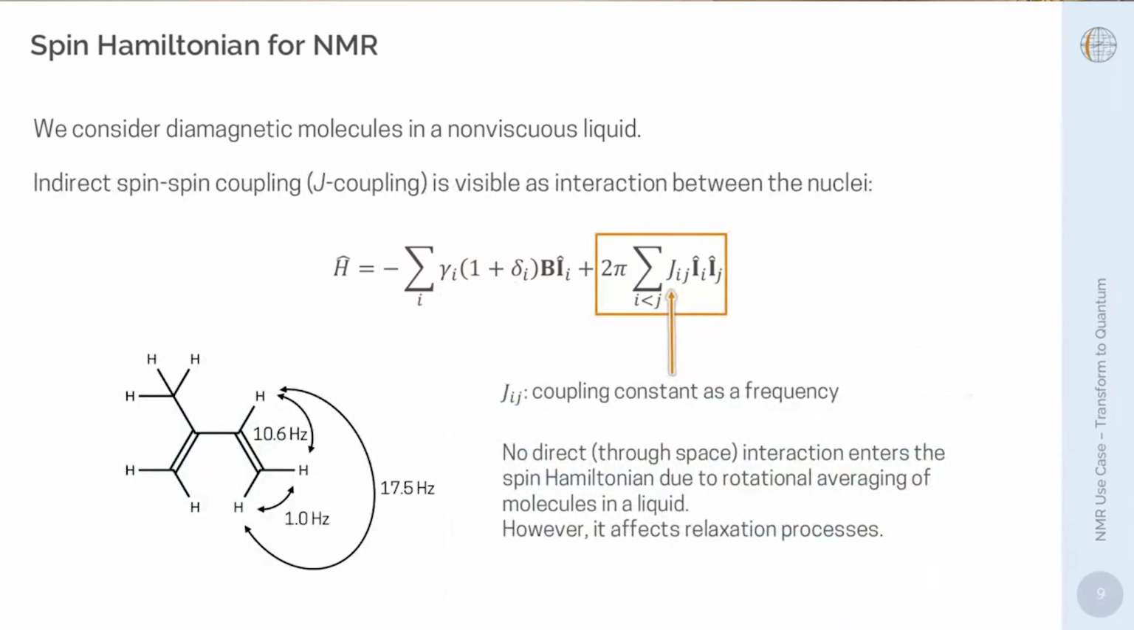The second term that we have describes the interaction between spins. We don't have direct through-space dipole interaction between the spins because it averages out due to a very fast rotation of the molecule in solution. What we do have, however, is coupling that is transmitted through the bonds indirectly. This is the so-called J coupling, and that provides us with another extremely important piece of information on the structure of the molecule. Here you see a few example values for the isoprene molecule, at least for part of it.